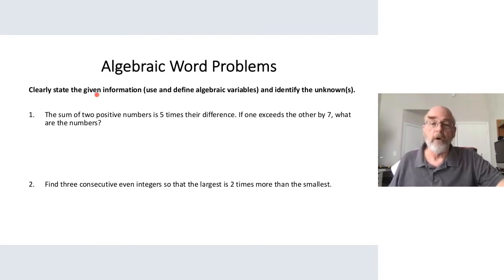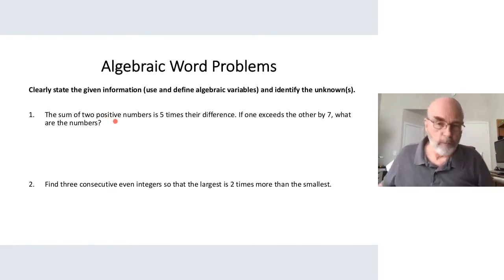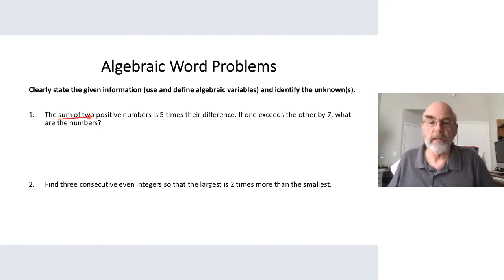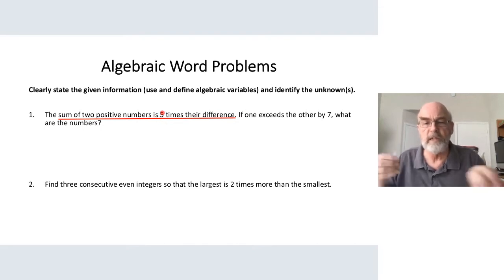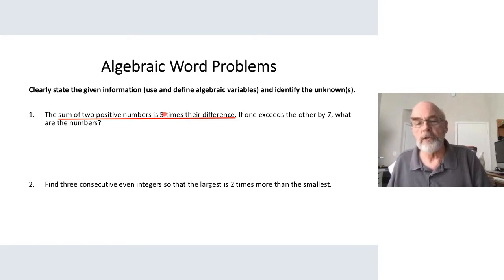Okay, so I'm going to do what it says here. It says clearly state the given information. So I'm going to use a technique that's often important for looking back at your word problem and finding the relevant information, okay? So the sum of 2 positive numbers is 5 times their difference. Right there is a statement that is in the form of an equation. It almost looks like what we just did previously, trying to interpret a word problem into algebra.